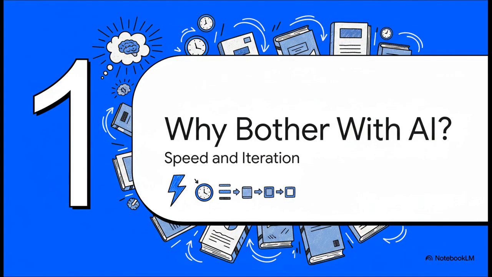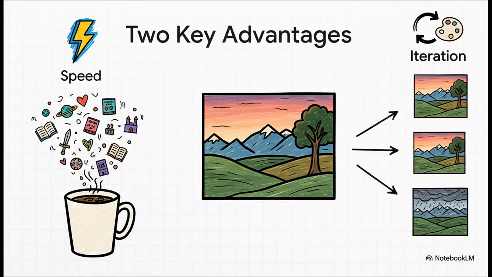But first, you might be thinking, if the results can be so hit or miss, why even bother? What's the big deal? Well, it really comes down to two massive, game-changing advantages. First, pure speed. I mean, the fact that you can explore 20 totally different visual concepts in the time it takes for your coffee to cool down, that's a creative superpower.